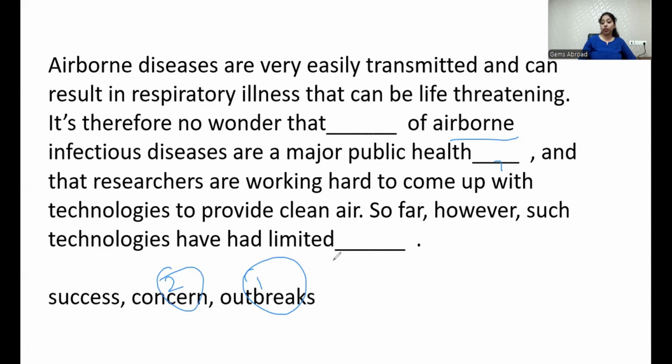So, however, such technologies have limited what? Have limited success. Limited. We are talking about airborne diseases, and it can be transmitted, and it also results in respiratory illness and is life-threatening. So therefore, no wonder that outbreaks of this are a major public health concern. So the first will be outbreaks, concern, and success. So we'll move on to the next question.